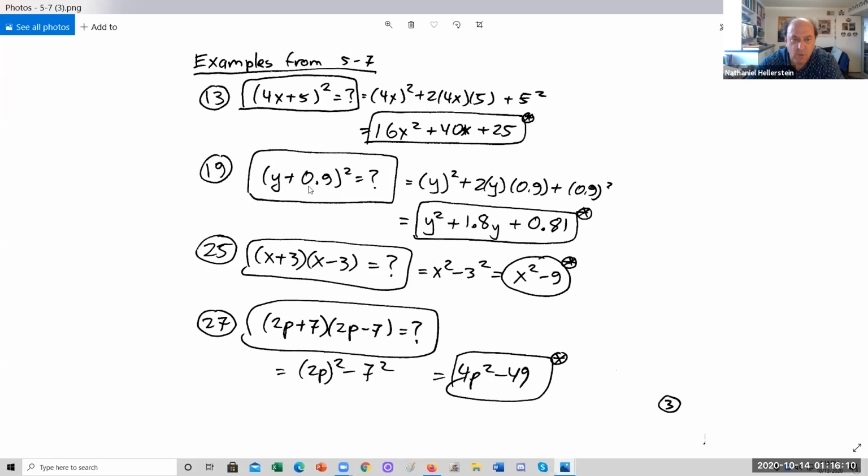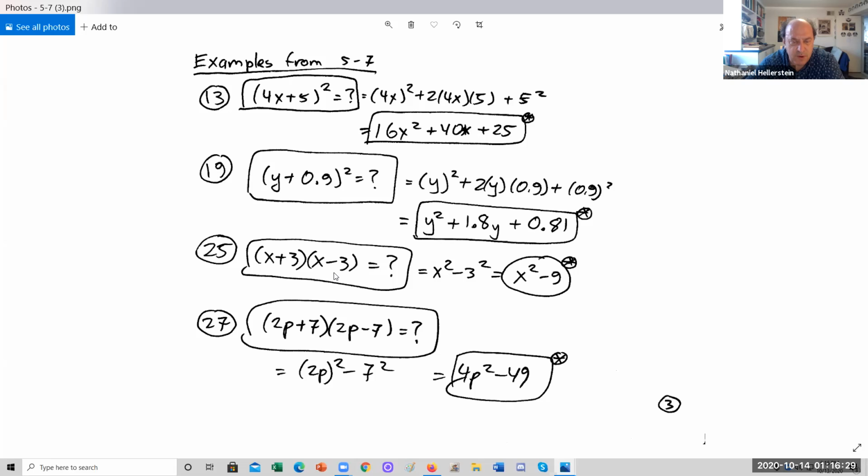We have a square of y plus 0.9. Square plus twice product plus square. First term is y squared. 2 times y times 0.9 is 1.8y. 0.9 squared is 0.81. So this is y squared plus 1.8y plus 0.81.